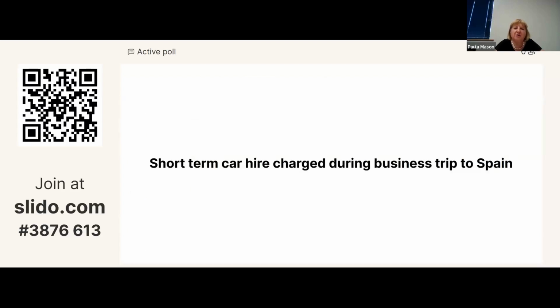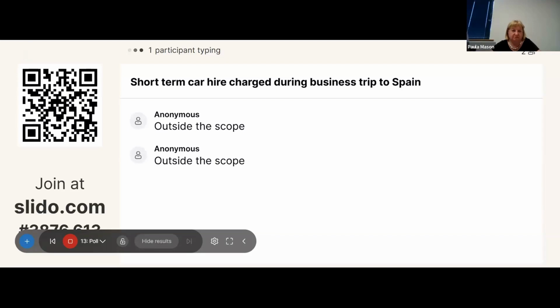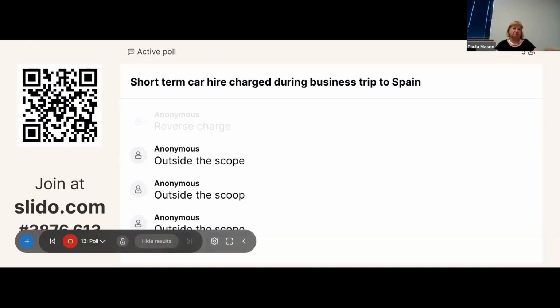And this last one, short-term car hire charged during business trip to Spain. Outside the scope of UK VAT is this one, place of supply is where it's put at the disposal of the customer. So in this case, it would be Spain.